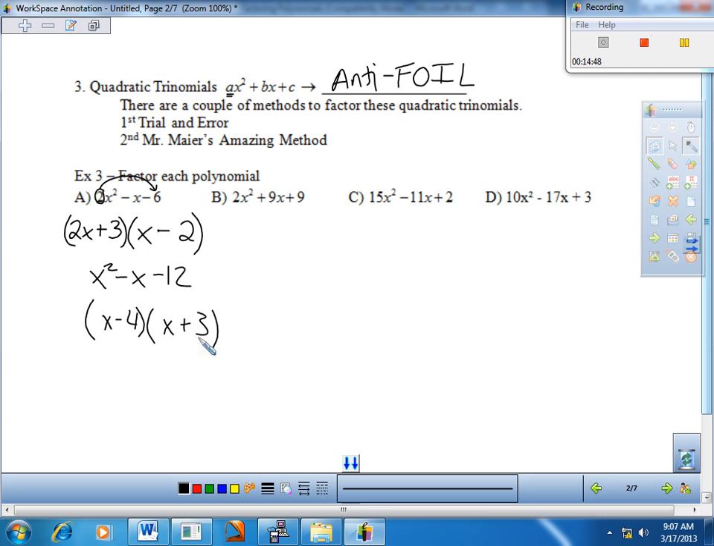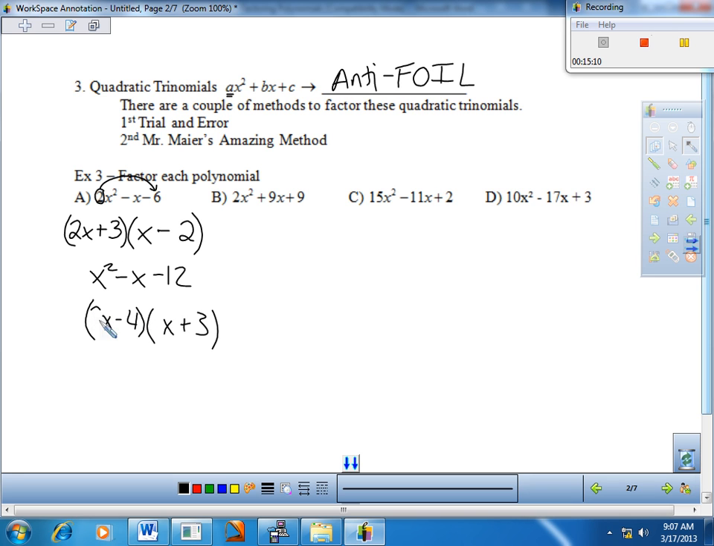Now that's great. That's this. Unfortunately, I need to factor this. This is a different quadratic trinomial than this right here. So I'm not done. I did know that I had to get my firsts to multiply to 2x squared. But the problem is I don't know where that 2 should have gone.